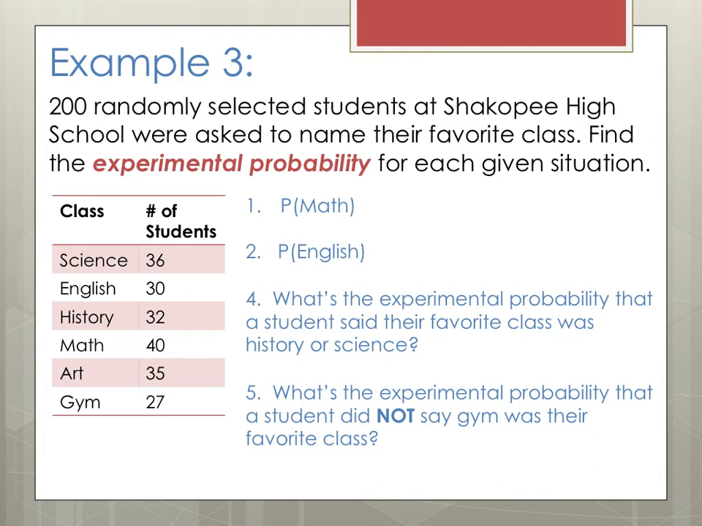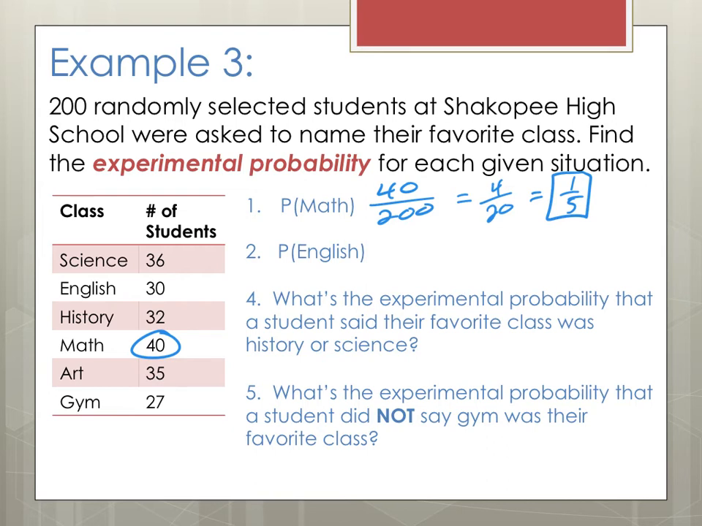So let's take a look at this example. It says 200 randomly selected students at Shakopee High School were asked to name their favorite class. Find the experimental probability for each of the situations. So here we have our experiment, and the data is shown right here on the left in that table. The first one says, what's the probability of people picking math? Well, there's 40 out of a total of 200 students, and if I reduce that, that becomes 4 out of 20, which is the same as a 1/5 chance. So 1 out of 5 students did choose math as their favorite course.